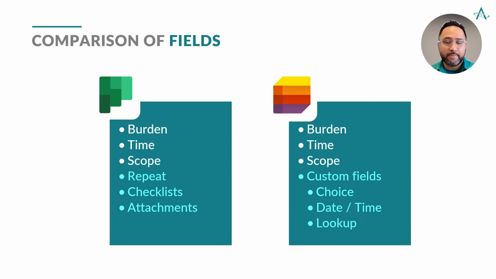Where using task management with Lists surpasses Planner is in the custom fields capability. And I'm going to use that word over and over again, custom. Maybe as an organization, your needs have exceeded the bounds of Planner. Planner's great out of the box, but you find yourself needing more fields, more choice fields, maybe more date and time fields, and those have been built out in Lists.